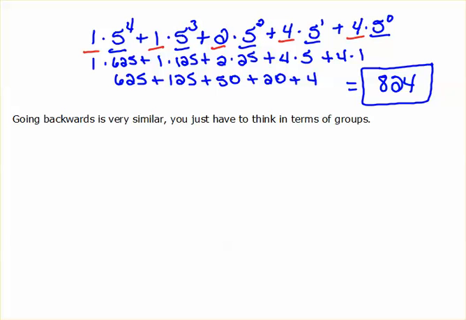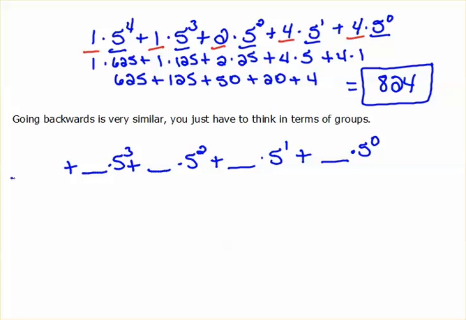But think about your place values first. Since we're going to go backwards, we're going to take this 824 and go backwards to the base 5 system. So our first place value would be something times 5 to the 0, plus something times 5 to the first, plus something times 5 squared, plus something times 5 cubed, plus something times 5 to the fourth.